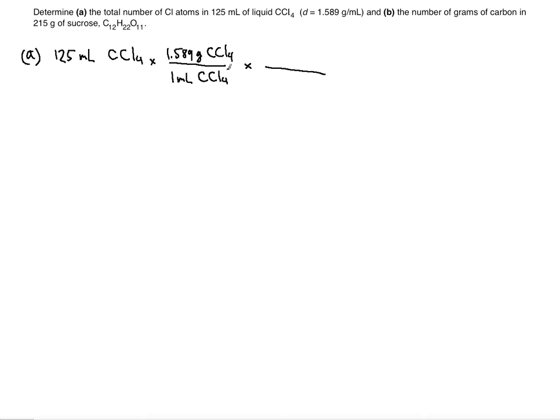So we'll have to determine the number of grams per 1 mole of CCl4, right? So 1 mole of CCl4, and to find that you use the periodic table. You take the atomic mass of C, right, which is going to be 12.011 grams per mole, right? And then you add that to 4 times the atomic mass of the chlorine, right?